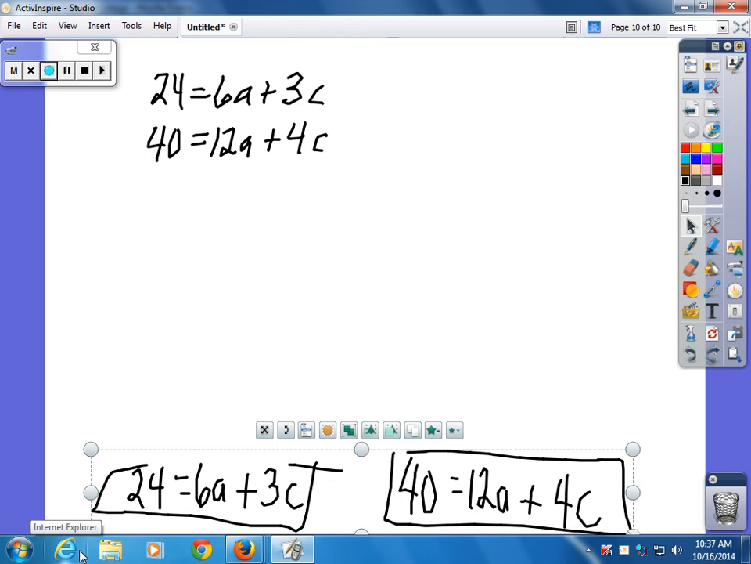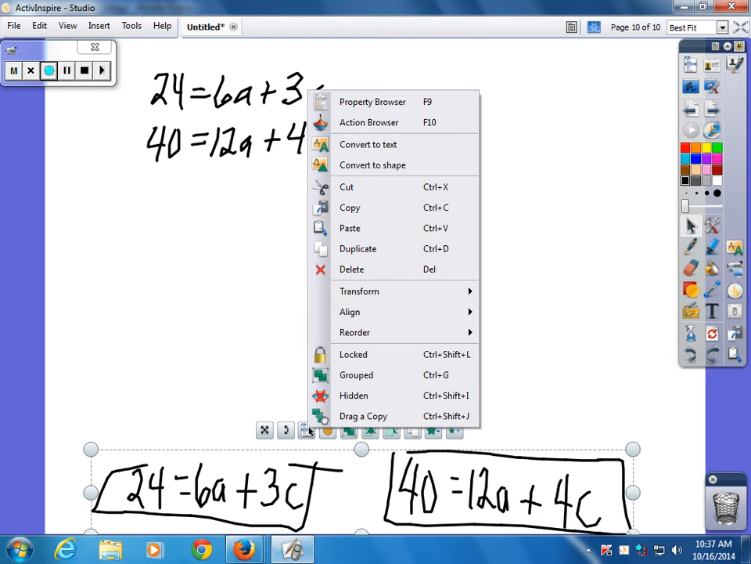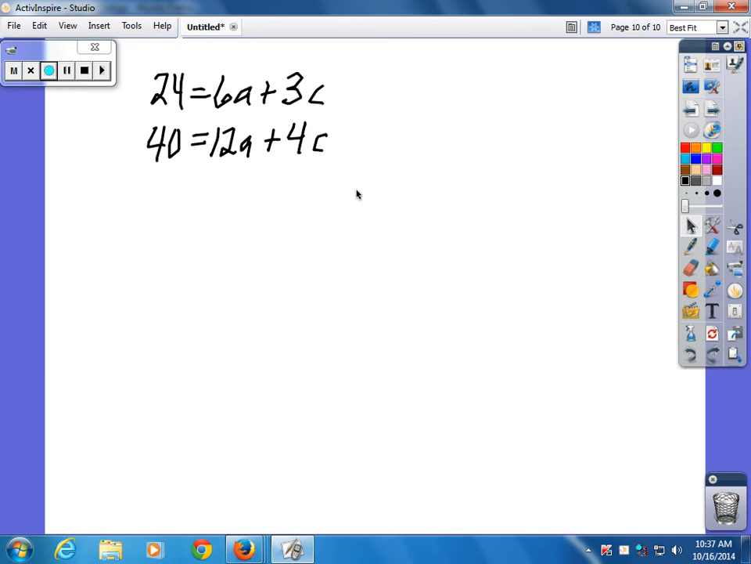Does it matter which one you get rid of? No. But it's easier to get rid of the a because you have to multiply by two factors here to get 12 to eliminate here. So that's why I say, keep it simple. Try to go with the least amount of work. So I'm going to multiply the top by what? A negative 2.